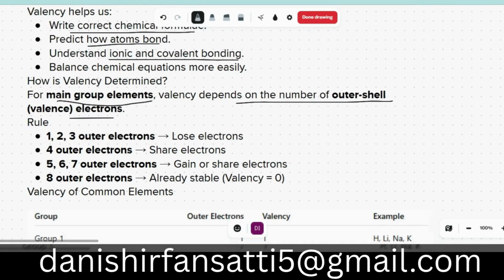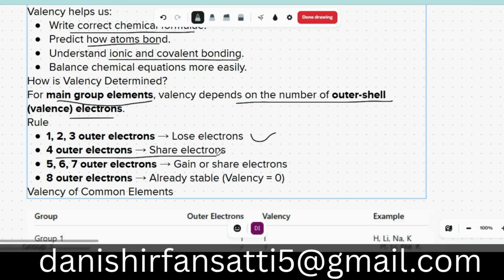The rule is that group 1, group 2, and group 3 elements, with 1, 2, and 3 outer electrons, lose electrons. For example, lithium, magnesium, and aluminum lose electrons. Group 4 elements, most of the time, share electrons. Groups 5, 6, and 7, for example nitrogen, oxygen, and chlorine, gain electrons or share electrons. Group 8 is already a stable atom, so valency is always 0.